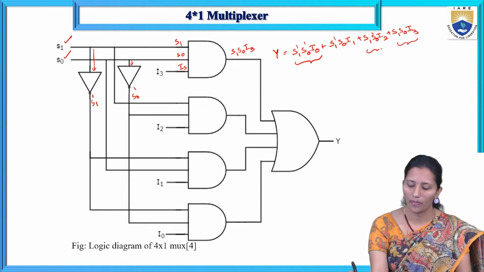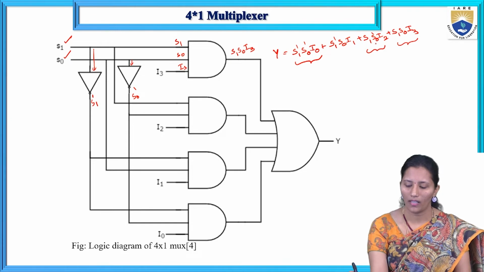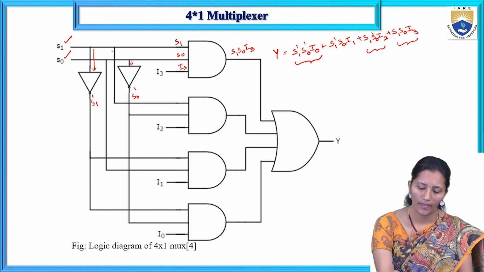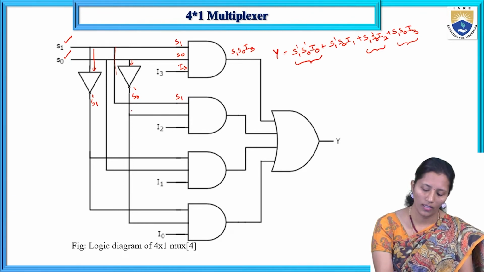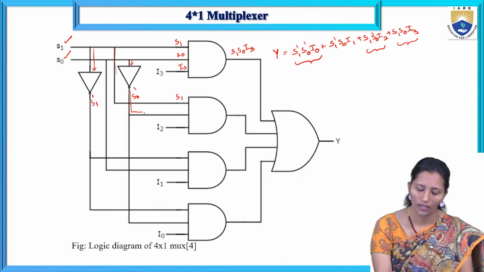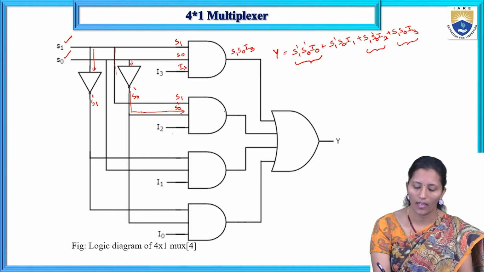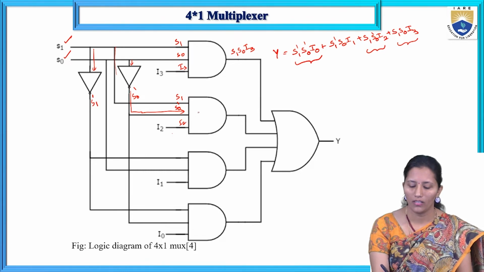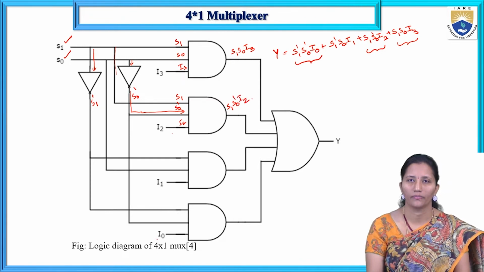And the next product term is S1, S0 bar, I2. Here we are giving S1 directly, and S0 we are giving to the inverter, so we get S0 bar. The output of the inverter is given to the AND gate along with S1 and I2. So these three will be multiplied by the AND gate.